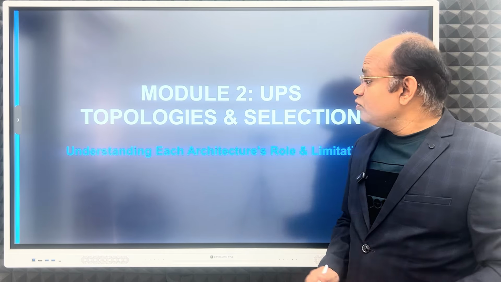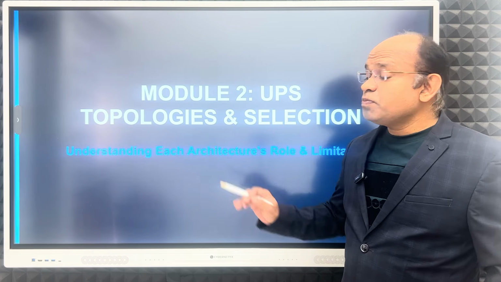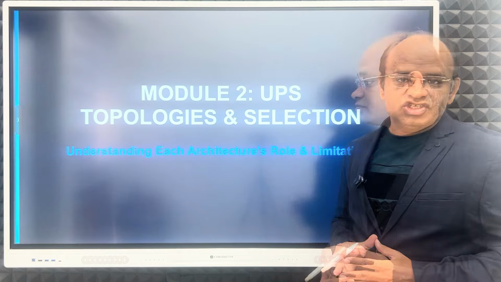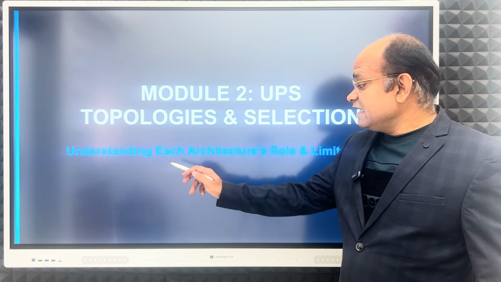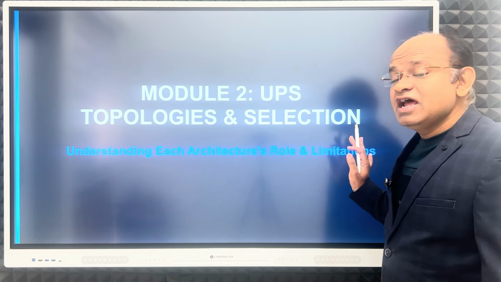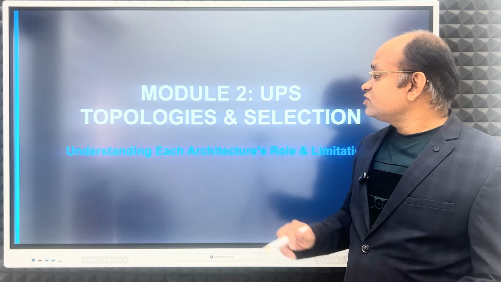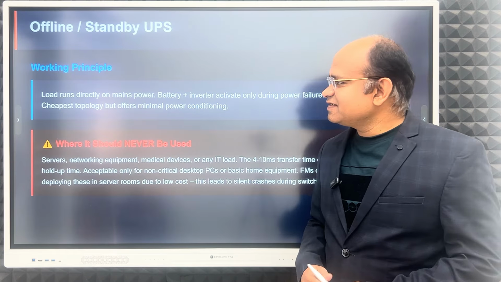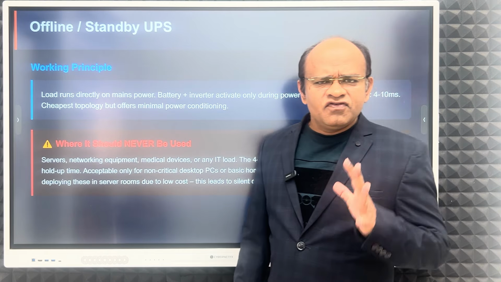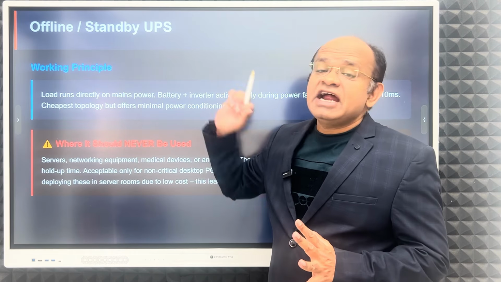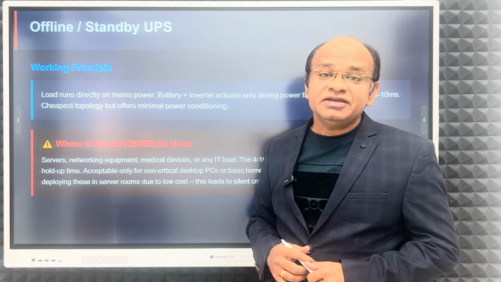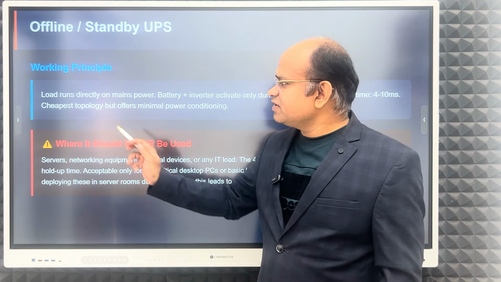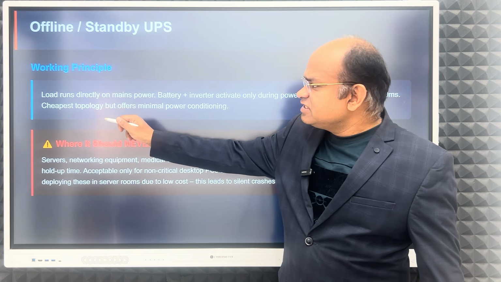In this module, we are going to see UPS topologies and selection, understanding each architecture's role and limitations, so that you can do the proper selection, the right selection. First is offline or standby UPS. Still we use this. So what is the working principle?